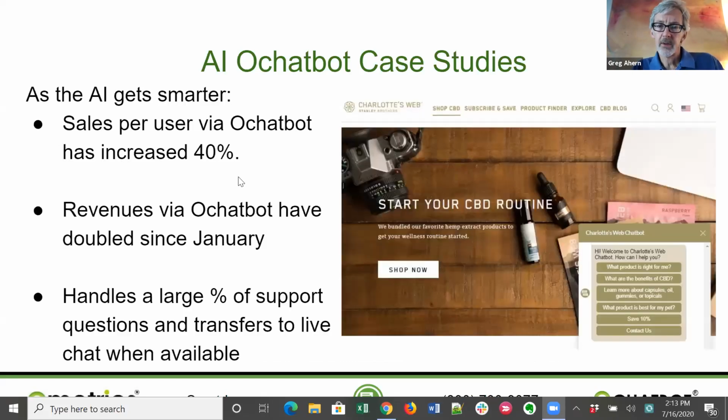In this case, this is a CBD company. The sales per user via the chatbot increased 40%. This is as the bot got smarter and smarter. The revenues via the chatbot have doubled since January, and it handles a large percentage of support tickets. And when they get stuck, they transfer to the live chat that they have, which goes into a ticketing system.